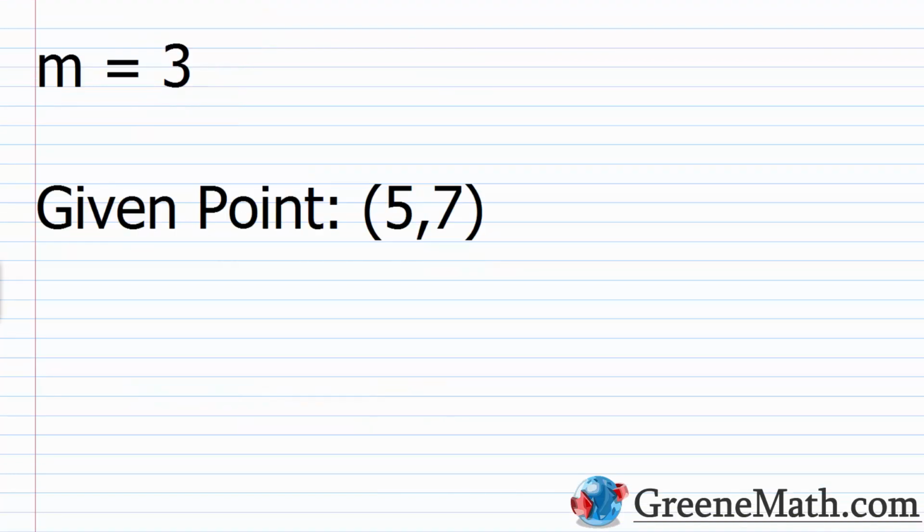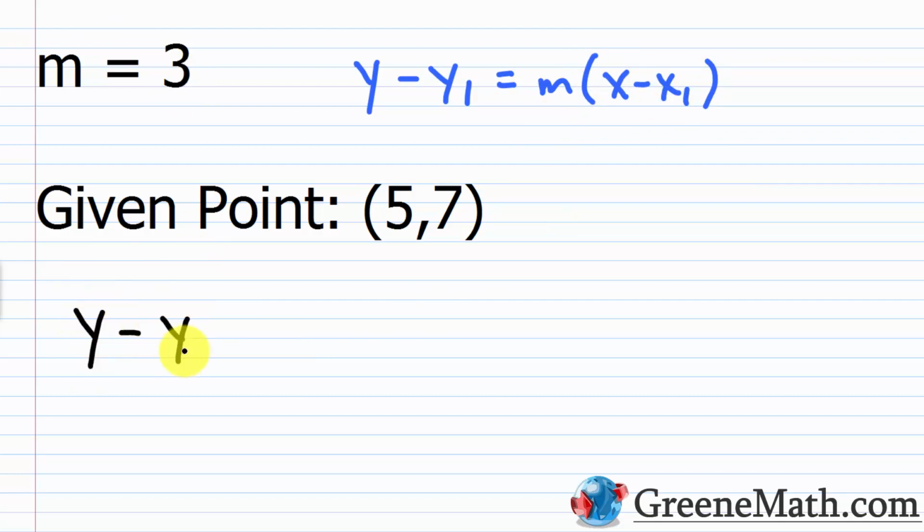All right, so let's suppose we wanted to write the equation of a line given the following information. We're given the slope m, which is 3, and we're given one point on the line, which is (5, 7). So all we need to do is plug into the point-slope form. Again, that's y minus y sub 1 is equal to m, the slope, times the quantity x minus x sub 1. Again, m is 3, so I would just plug in a 3 there. So y minus y sub 1 equals 3 times the quantity x minus x sub 1.